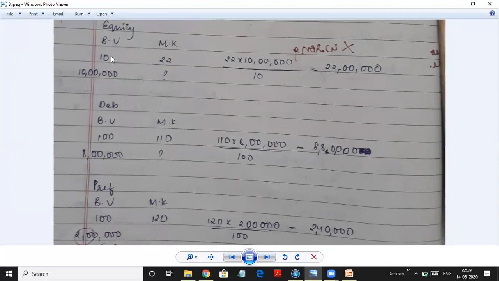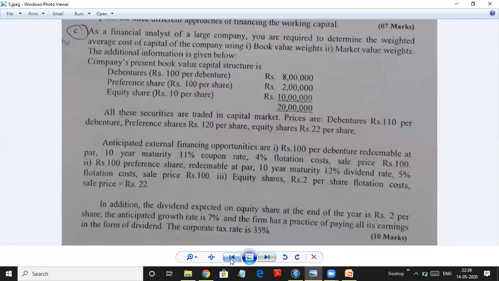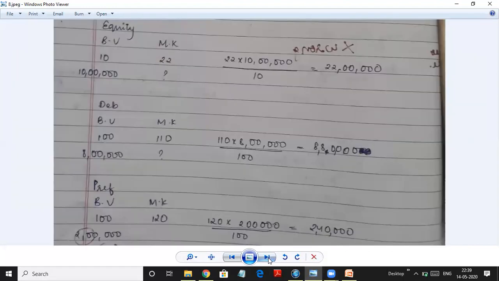Similarly, equity book value is 10, market value is 22. So if book value is 10 lakh, how much will be the market value? When you cross multiply, you will get 22 lakh. Preference book value is 100, market value given is 120. You can see the question here. Equity was 22, preference is 120. So if the preference capital is 2 lakh, how much will be the market value? We will get 2,40,000.